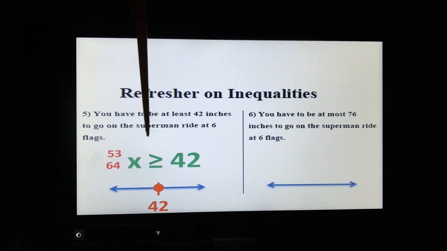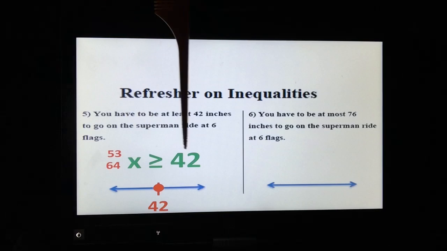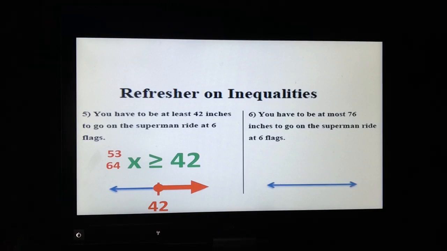And then a number that would work in here would be like 100. 100 is bigger than 42. 100 is this way, so I'm going to shade this way. Now for number 6, it says you have to be at most 76 inches to go on the Superman ride at Six Flags. Now the reason you have to be at most 76 inches is because there are dangerous areas for people who are too tall. They could hit their legs on like a pole or something when it gets to certain parts of the ride. So what that means is that we need to make sure that you are not taller than 76.